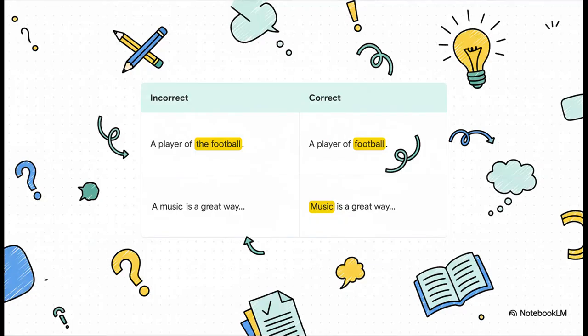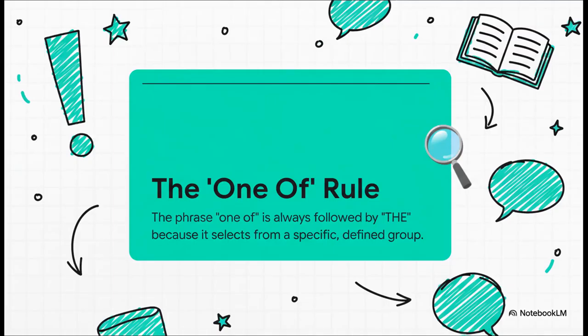Look at these examples. They make it super clear. Ronaldo doesn't play one particular football, he plays the sport of football in general. We're not talking about a specific song, we're talking about the concept of music. So you just drop the article. Simple as that.